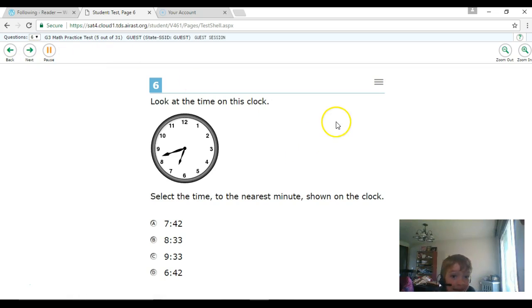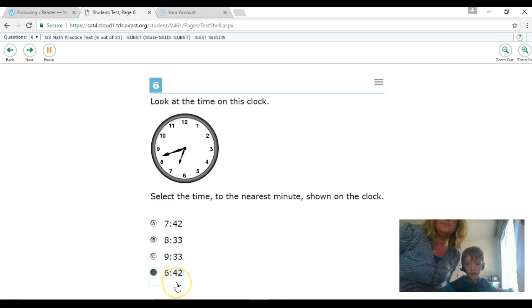Look at the time on this clock. He has to look at this clock. Select the time. 6:42. 6:42. Why is that?